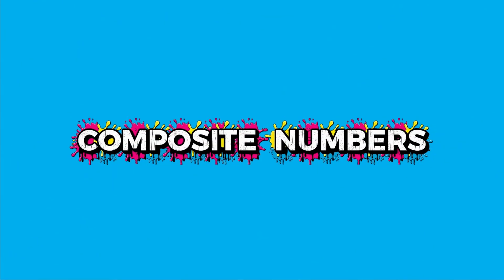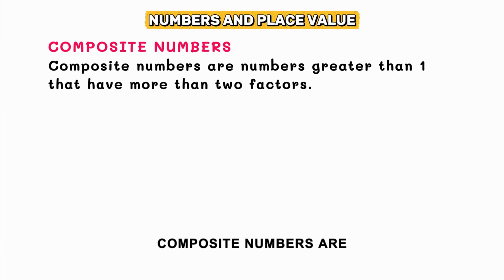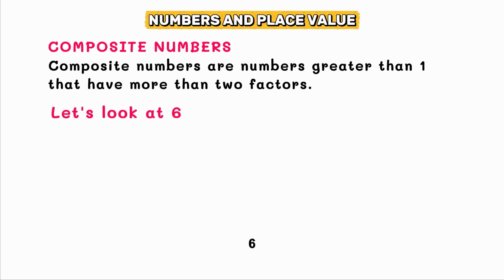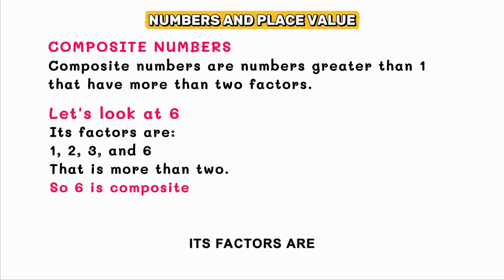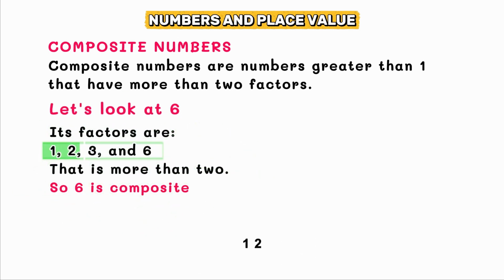Composite numbers. Composite numbers are numbers greater than 1 that have more than 2 factors. Look back at 6. Its factors are 1, 2, 3, and 6.